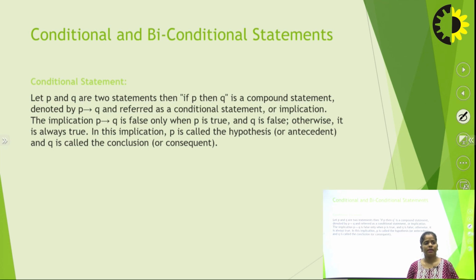Now come to the next statements, that is conditional and biconditional statements. As I already told you, a conditional statement is an if-then statement. If P then Q means if P is true then Q should always be true, and if it is not true then the output will be false, right? Otherwise it is always true. In implication, P is called the hypothesis or antecedent and Q is called the conclusion, right? If I represent that P implies Q like this, P is the hypothesis statement and Q is the conclusion in this case.